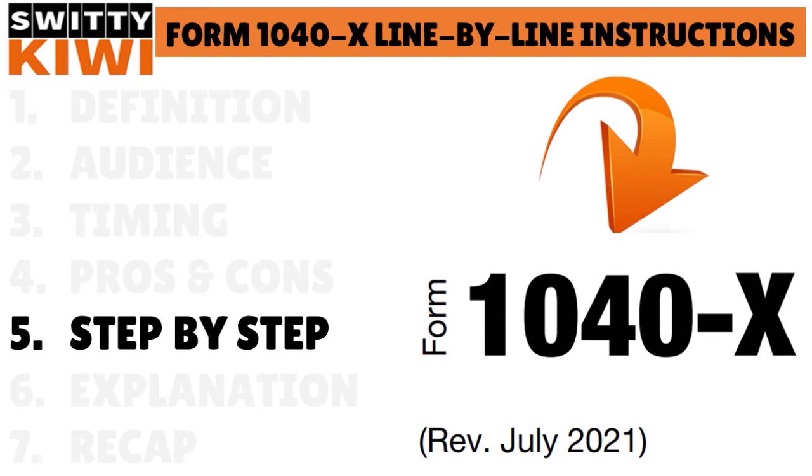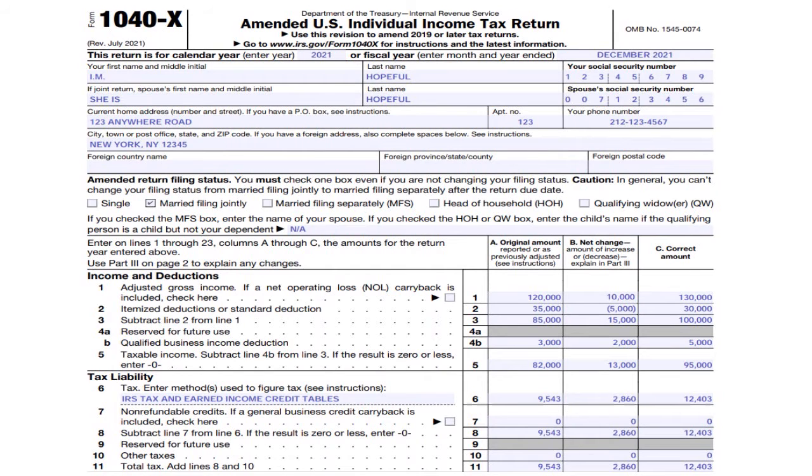Now let's get into the step-by-step. How do you amend a tax return, folks? So the form has three columns. So here we have A, B, C, okay? And column A, I want you to look on the screen right now. Column A is the figure that was reported in the original or last amended tax form. Then you have column B, this is the change. And column C is actually the new balances, the new amounts, okay?